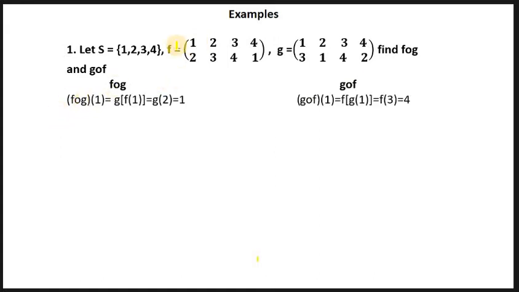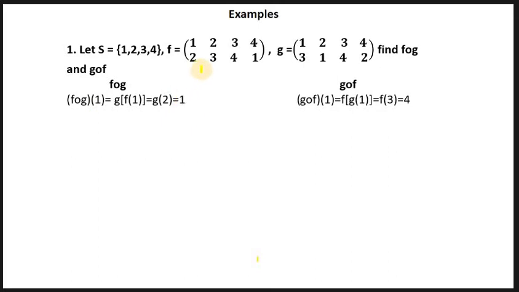f of g of 1. The f of 1 value, that is the image of 1 in f, is 2. So in the place of f of 1, put 2. Then g of 2 means the image of 2 in g, which is 1. See, image of 2 in g is 1. That's why f of g of 1 is equal to 1.